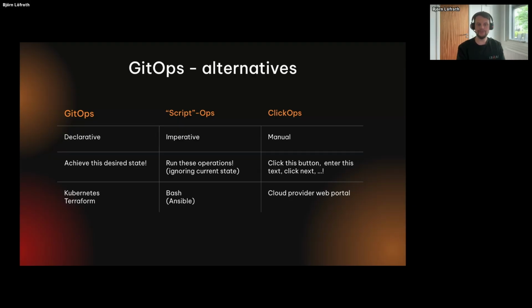So if we move on to how does GitOps contrast other ways of doing operations and configuration? Well, GitOps is declarative. And what do I mean by that? Basically, what you say is, I want to achieve this desired state. And some examples of that are Kubernetes or Terraform typically. And then you have this other category, what I would like to call script ops, which is more imperative in the same way as your typical programming language. Run these operations in this sequence.